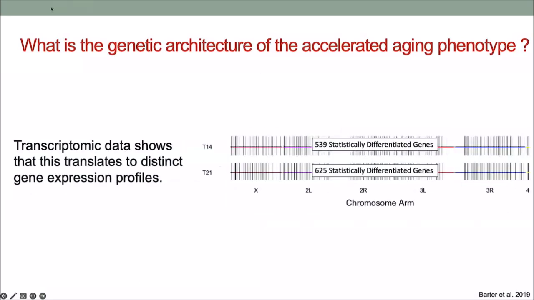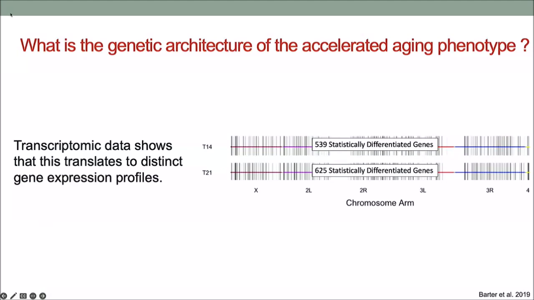Okay. Next, we've also done some transcriptomic work, to see how this translates to patterns of gene expression. So here we looked at two days, day 14 and day 21. We initially chose day 14 because if you look at the mortality patterns, that's where they actually have pretty similar age-specific mortality rates.